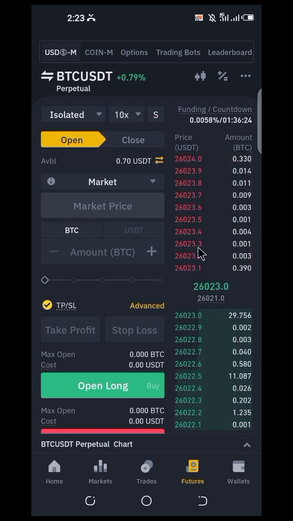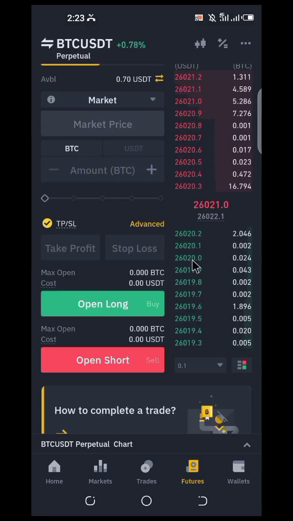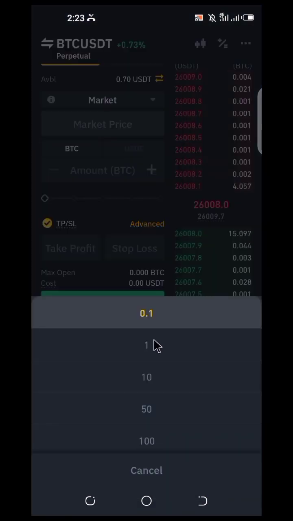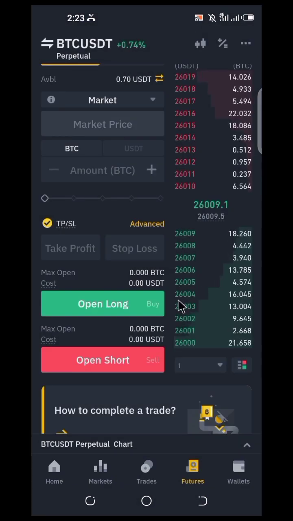And then here we have the order book. These are the sell orders and these are the buy orders. Down here, if you want to change these values, let's say you don't want them to be in decimal places, what you're going to do is click on this icon, and you can leave it at 1, and you realize that the values will change. So here we have 26,000. Okay, so we have 25,995. This one keeps changing.